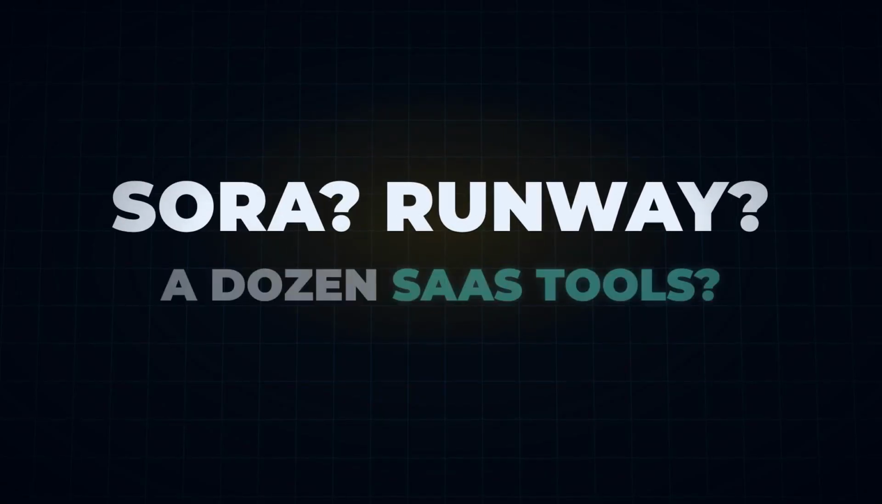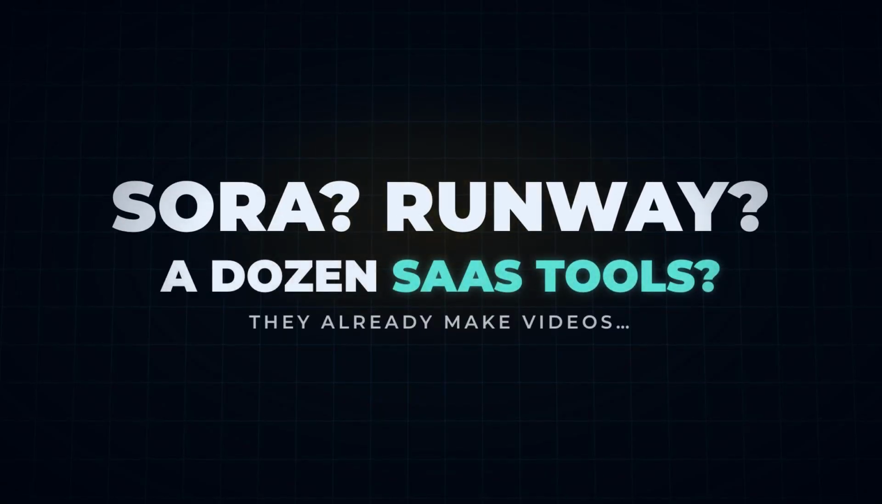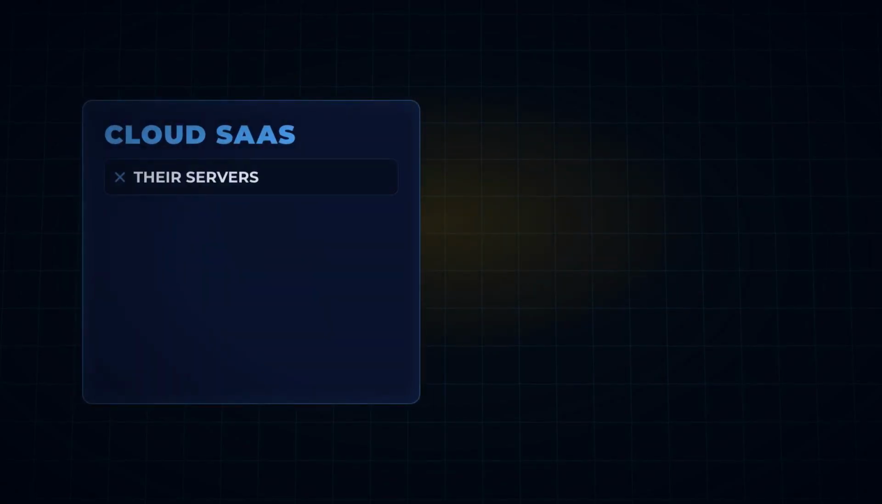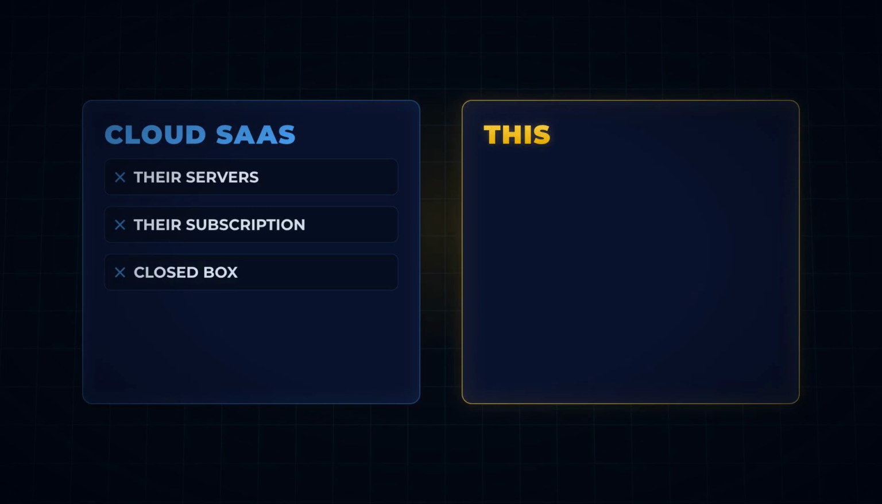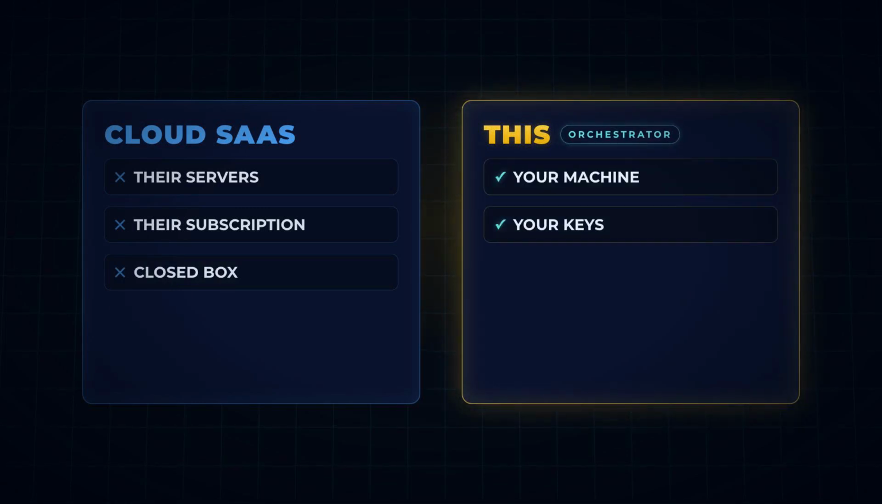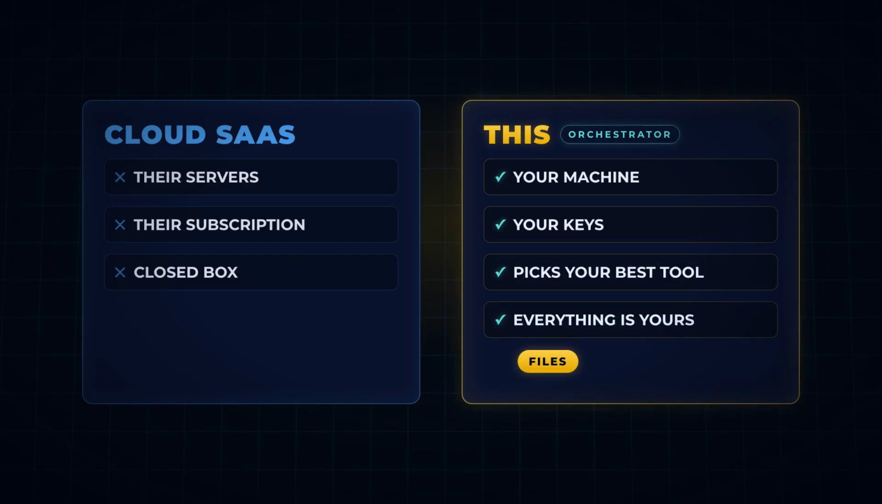Now, you might be thinking, don't Sora and Runway and a dozen SaaS tools already make videos? Sure, on their servers, on their subscription, inside their box. This is a different animal. It's an orchestrator that runs on your machine. You bring whatever keys you want, it picks the best tool you have access to, and everything it builds is yours. The project files, the edit decisions, the renders.